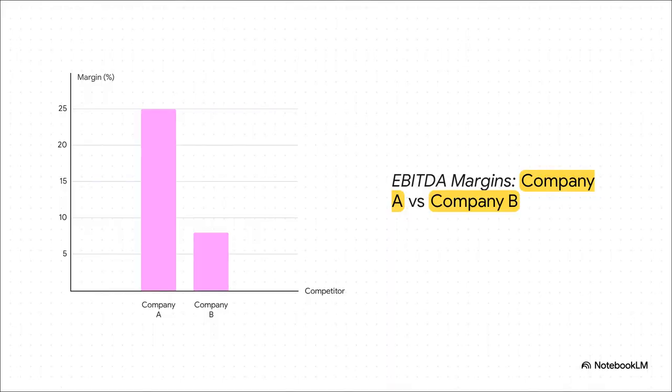Now, what's really interesting about this slide is comparing two competitors. Let's call them Company A and Company B. Both generate exactly $100 million in total revenue. If you only looked at sales, well, they look like equals. But let's compare their margins. Company A has an EBITDA margin of 25%, while Company B is struggling at just 8%. This vividly demonstrates a massive performance gap between two companies with identical revenue streams.